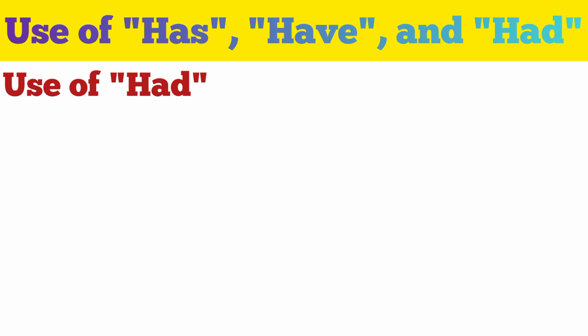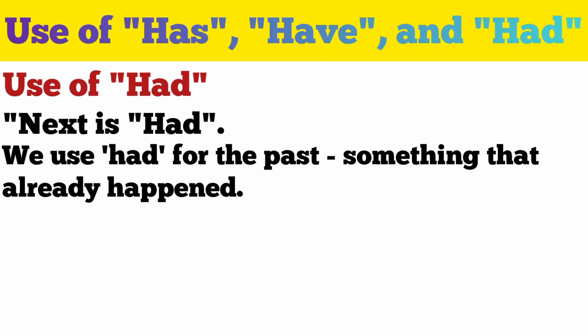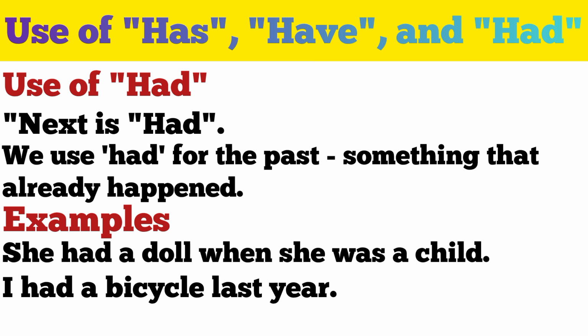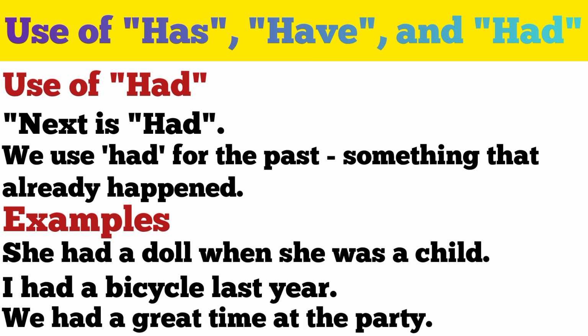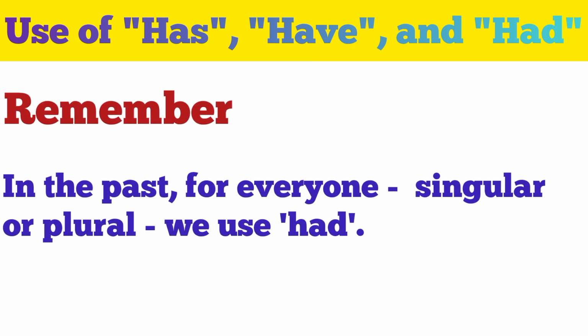Use of had. Next is had. We use had for the past, something that already happened. Examples: she had a doll when she was a child. I had a bicycle last year. We had a great time at the party. Remember, in the past, for everyone, singular or plural, we use had.